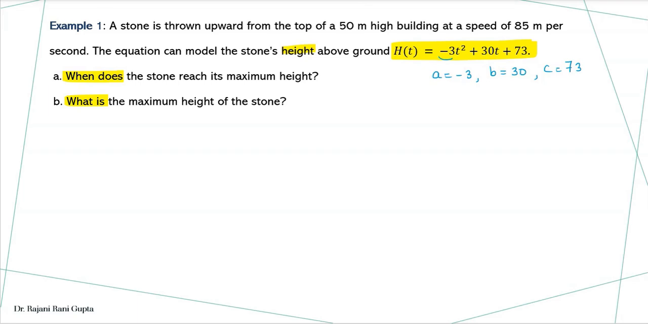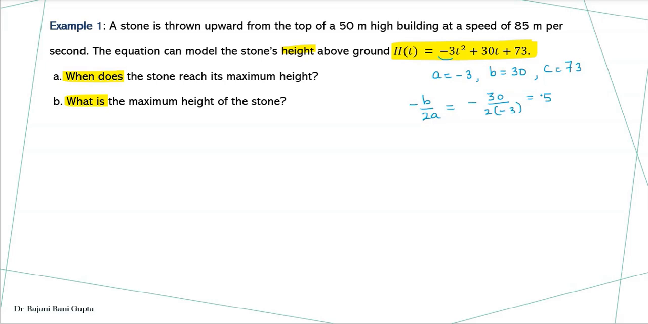Getting this, what you will do after this is find the axis of symmetry, which is given by -b/2a. Here -b is 30 over 2 times a, and a is -3. When you solve it, what do you get? You get 30 divided by 6, that is, you'll get 5.